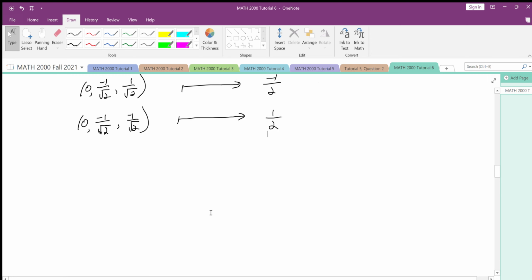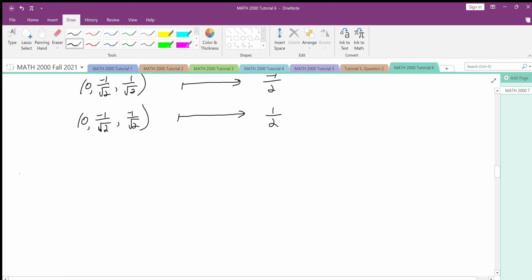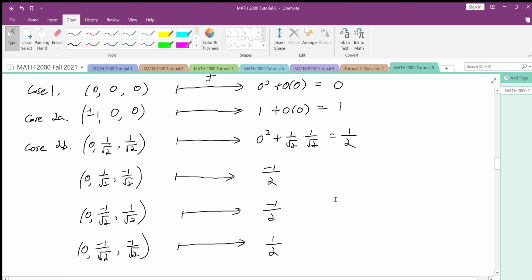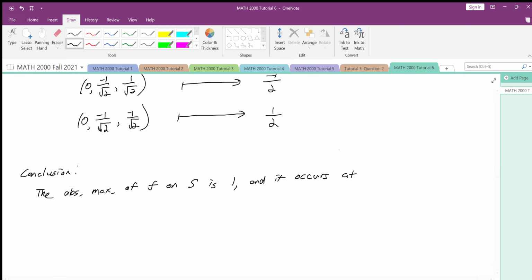So let's finish the question. So, conclusion. The absolute max of f on the closed unit ball S is positive 1, and it occurs at, when does it occur? It occurs at plus minus 1, 0, 0. So it occurs twice, once at positive 1, 0, 0 and once at negative 1, 0, 0.